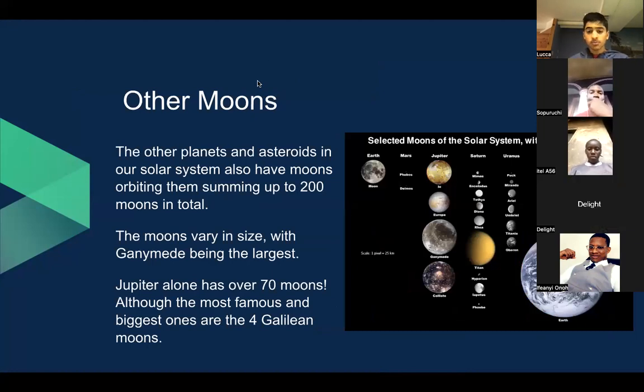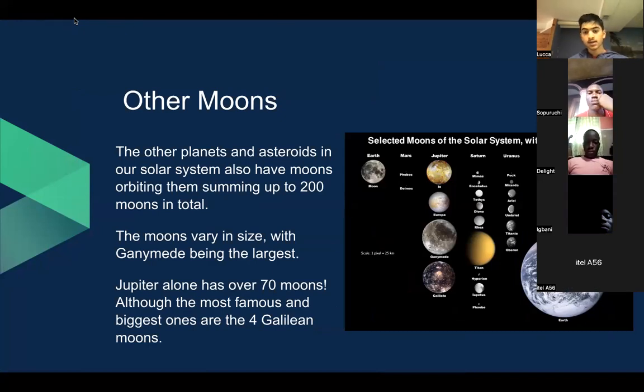We'll talk about other moons too, because our moon is not the only moon in our solar system, even though it's the one we know best. In fact, all planets and even some dwarf planets and asteroids have moons, totaling around 200 moons in our solar system. Most of these moons are concentrated around the bigger planets like Jupiter and Saturn, with Jupiter having over 70 moons.